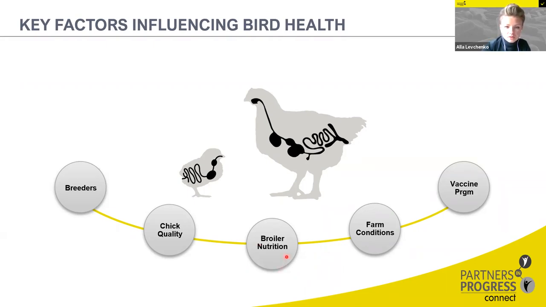Together with the broiler nutrition, farm conditions also play quite a significant role. And sometimes, depending on the situation, they can be even more influential than nutrition. And of course, last but not the least, what is very important is to have a good vaccination program that takes care of prevention of common diseases.